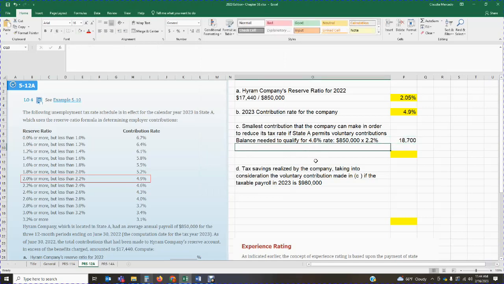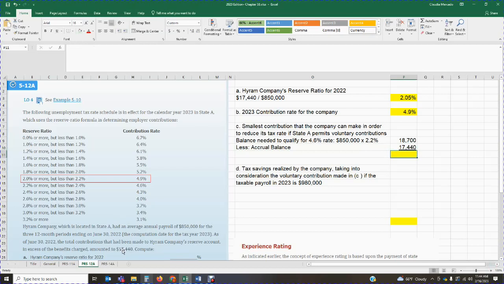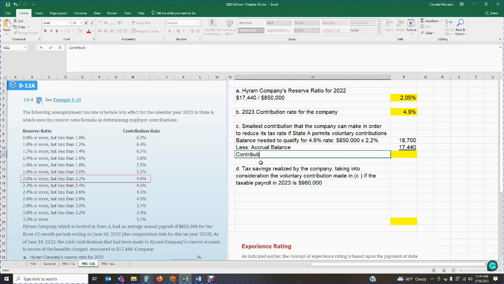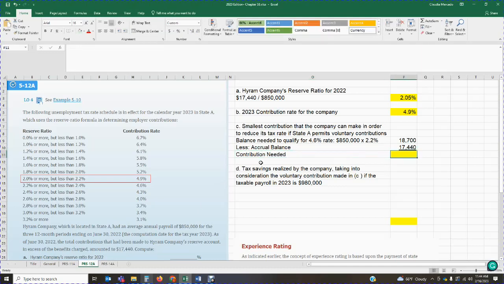Now what we're going to do is deduct the accrual balance that we have in our reserve. How much do we have in our reserve right now? Right now we have 17,440. So if I want to move down to that next tier, I need to put into my reserve account an additional $1,260. Currently, based on the amount of contributions that we have of 17,440, and based on our annual salary, we are in this tier right now, paying a contribution rate of 4.9.